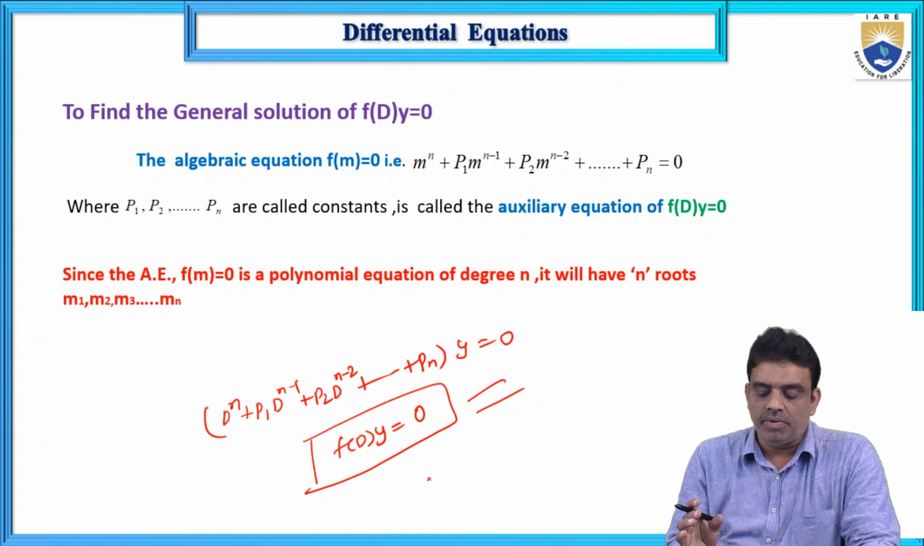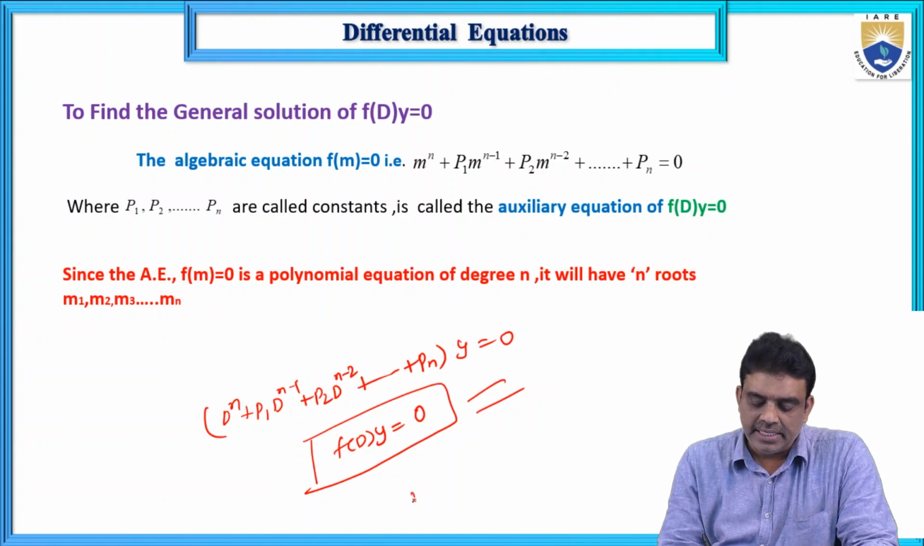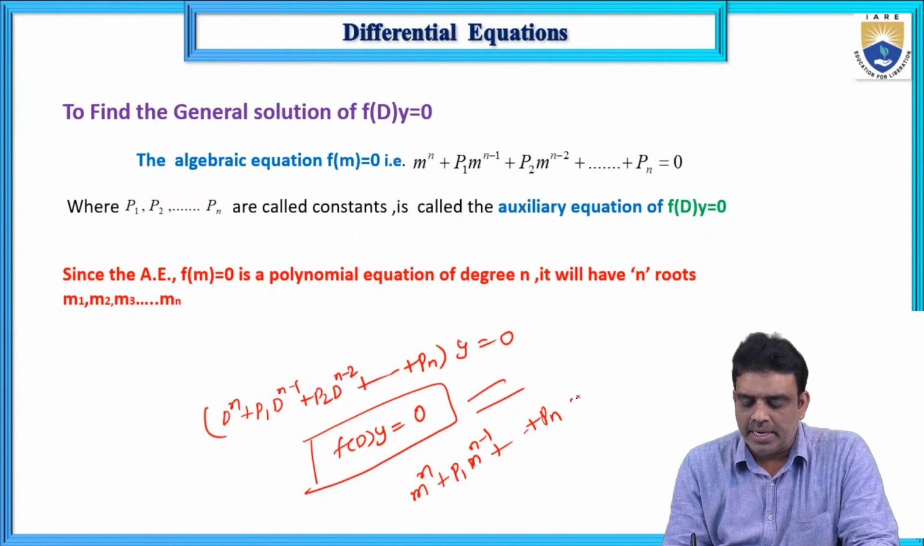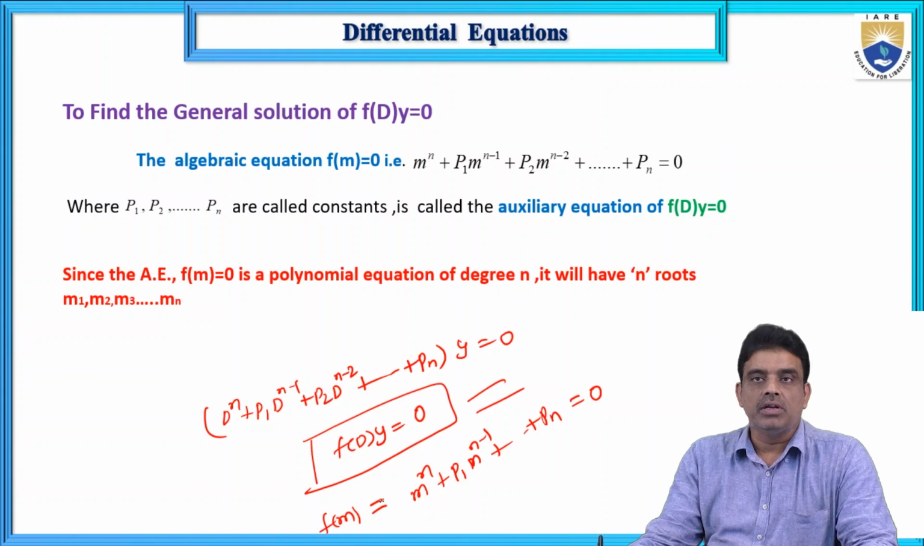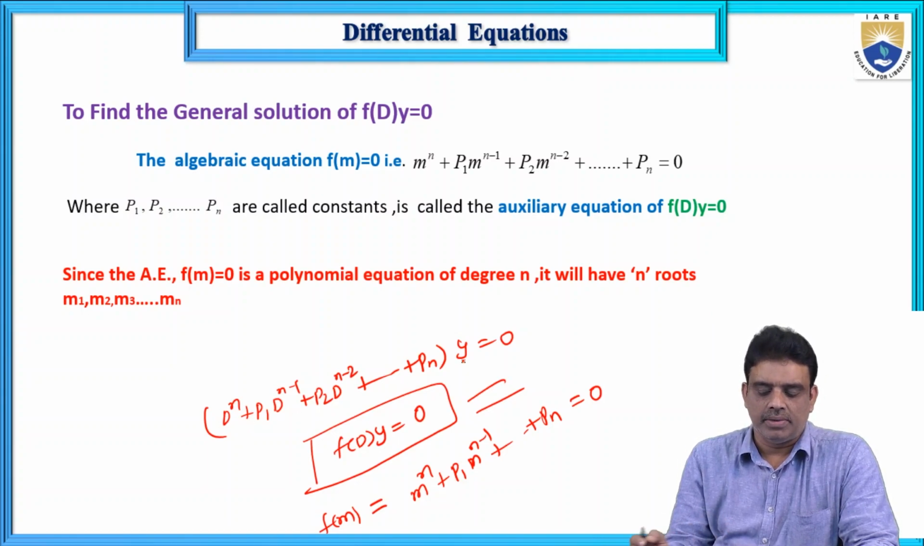Auxiliary means I want to write an auxiliary intermediate equation for f of D. It is in terms of m, that is m^n + p1 m^(n-1) + and so on + pn = 0. I would like to consider f of m, a function of m, that is obtained by replacing m by D in the equation.